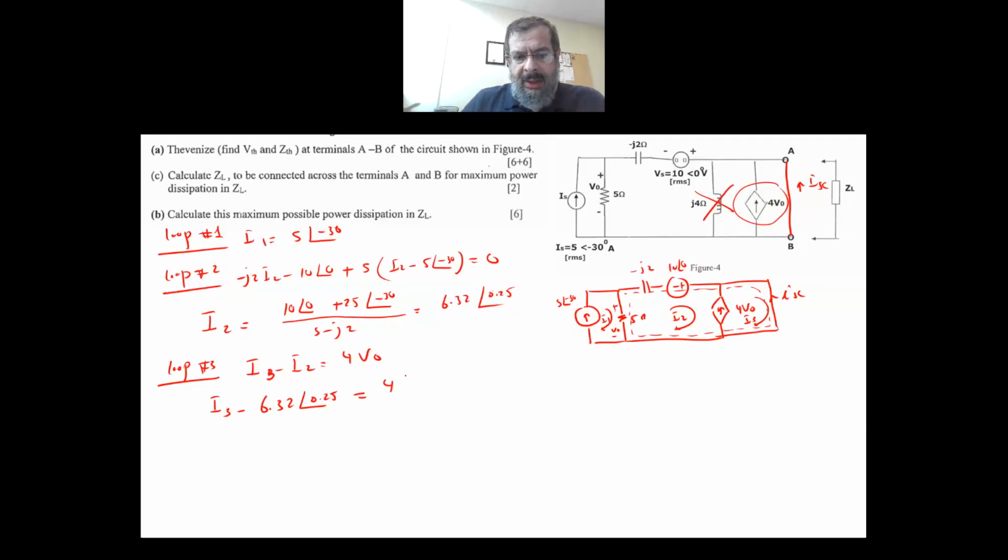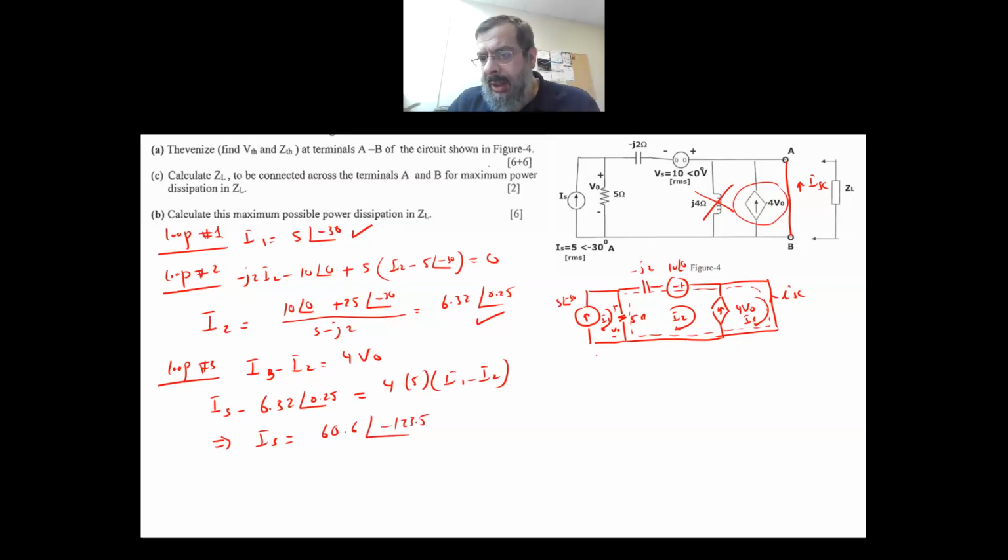And we know what V0 is. It is basically 5 times (I1 minus I2). We know I1 and we know I2. So from this, we can find our I3, which is equal to 60.6 angle of minus 123.5. Now, when you look here, your I short circuit is equal to minus I3, which is equal to 60.6 angle of 56.5. So with this, now I am almost done with my problem.